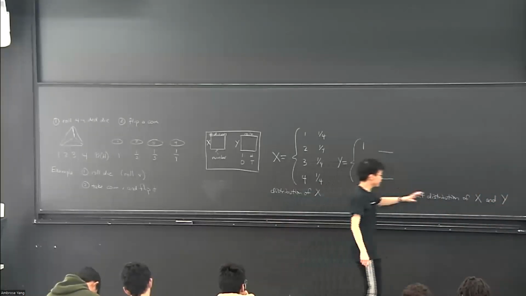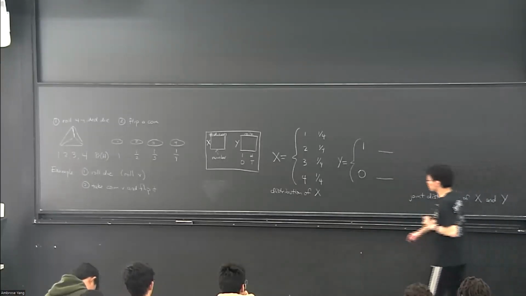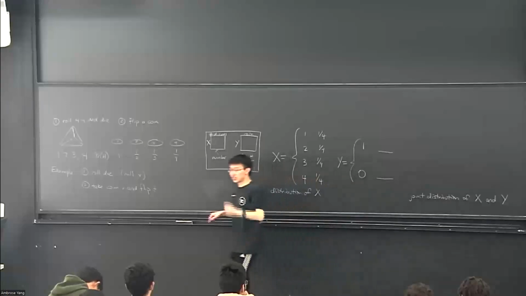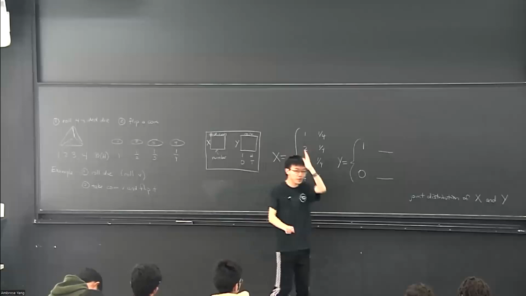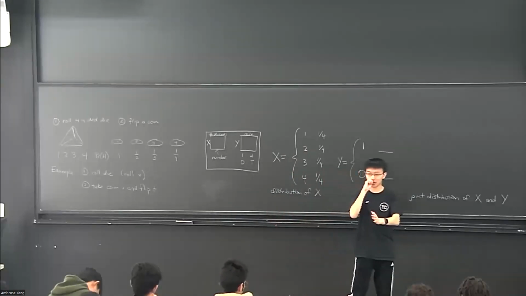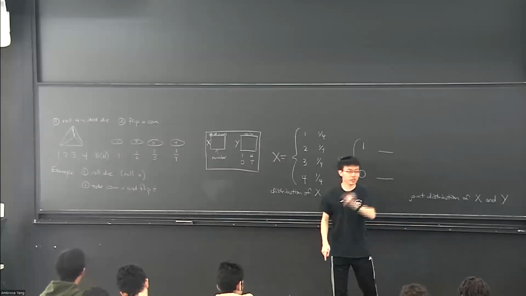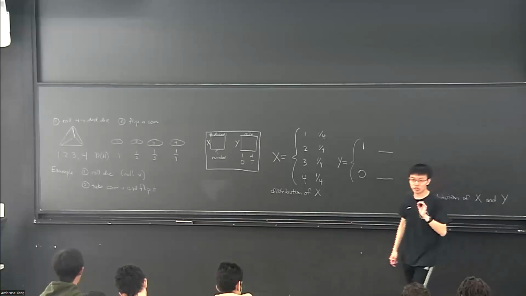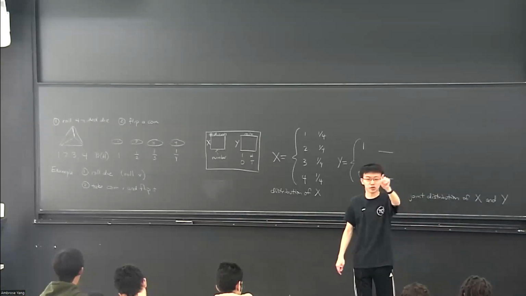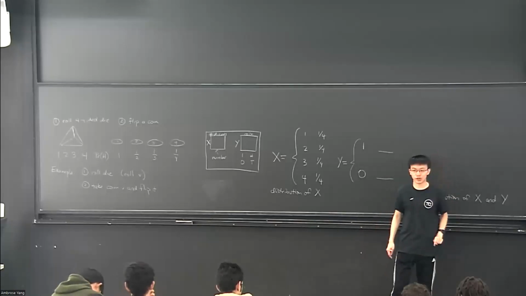And what is the joint distribution of x and y? If you think about what the distribution of x is, the distribution of x is that you specify all the possible values that x can take on and their corresponding probabilities. Now, if you have more than one random variable, the joint distribution of x and y is that I am going to specify every possible combination of values that x and y can take on, and what are those corresponding probabilities.